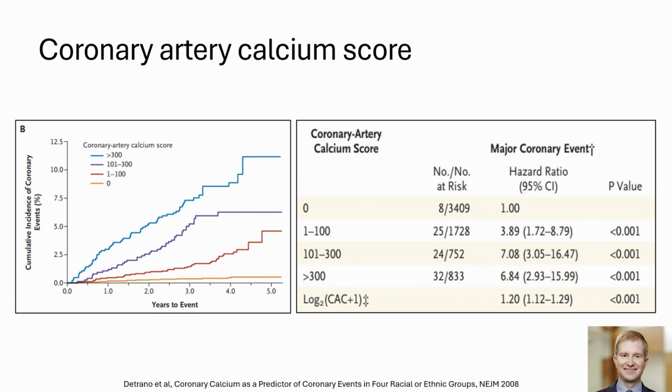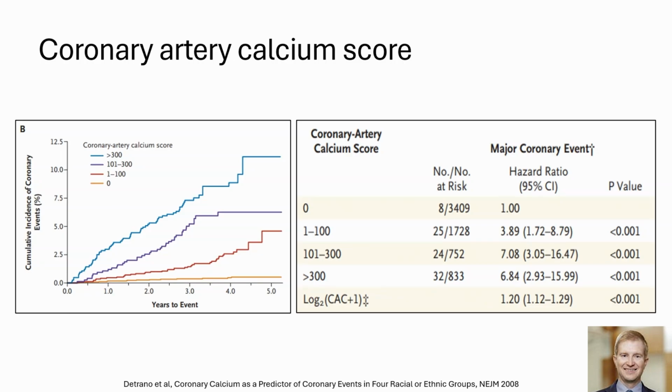This study here, which came out in 2008, so quite a while ago, enrolled individuals aged 45 to 85 that had no prior history of atherosclerotic events, and it really demonstrated the power of the coronary artery calcium score, showing that it is a strong predictor of heart disease. Patients that had even a score of 1 to 100 had a 4-fold increased risk of atherosclerotic events than those with a calcium score of 0. If the score was greater than 100, they had upwards of a 7-fold increased risk of atherosclerotic events.